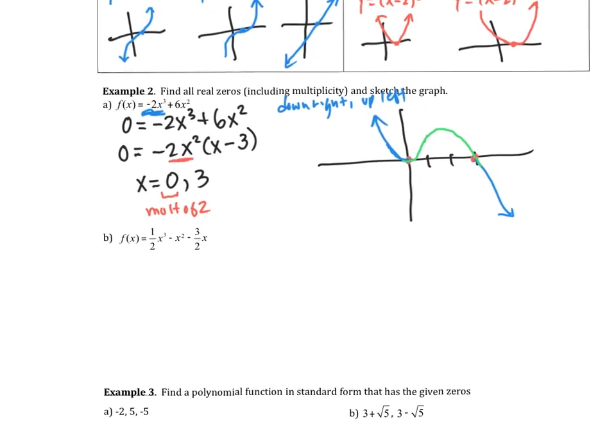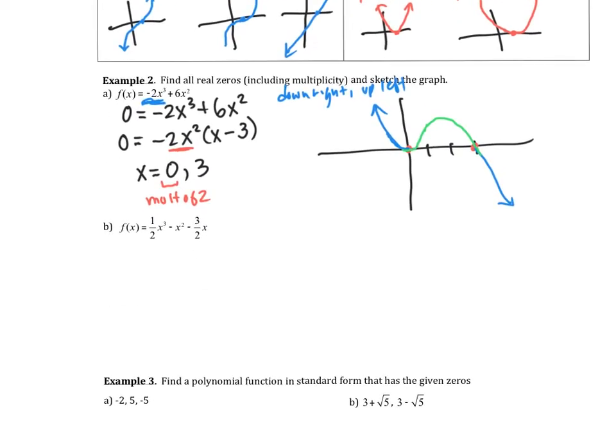Okay, I'm going to do the same type of thing for the next one. It does have a fraction because some of you don't like fractions. First I'm going to find the zeros, and then I'll consider the end behavior and any multiplicities. So let's see, I'm going to definitely take out an x. I'm also going to take out a half x to get rid of the fractions. Half x times x squared gives me 1/2 x to the third.